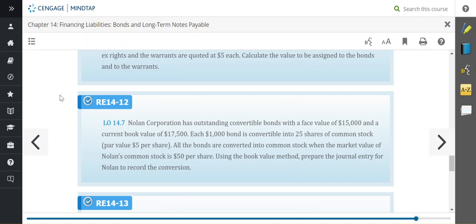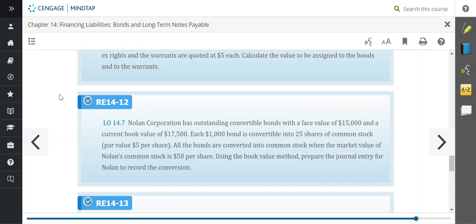Each $1,000 bond is convertible into 25 shares of common stock that have a $5 par value per share. All the bonds were converted into common stock when the market value of the common stock is $50 per share. And we're going to be using the book value method to prepare this journal entry to record the conversion.